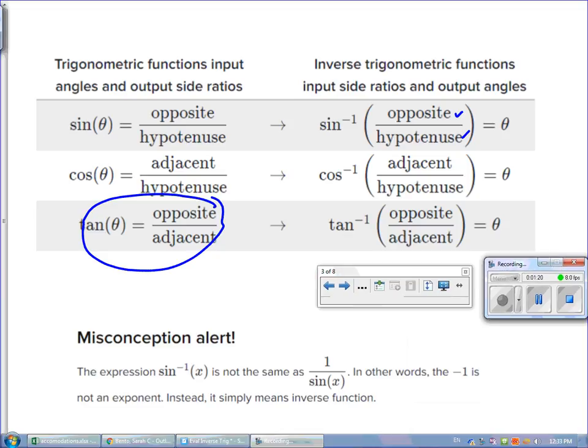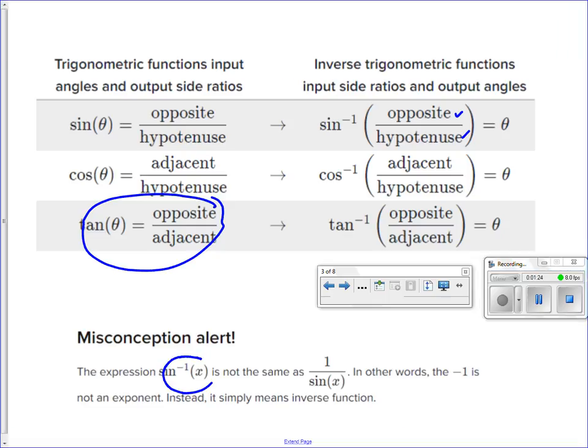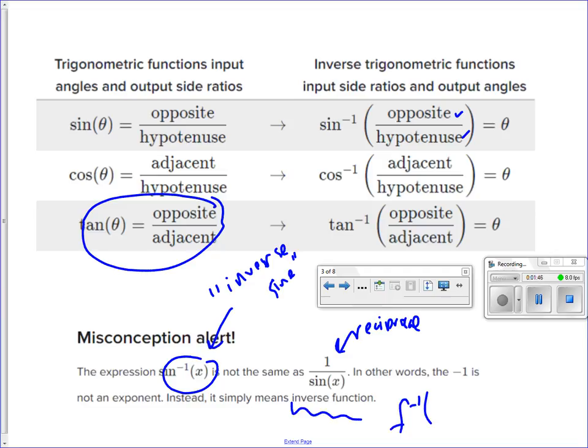Down here, it's important this text ends up in your notes. This expression, which is read inverse sine, does not mean 1 over sine. 1 over sine is the reciprocal, not the inverse. The -1 is not an exponent, it's an inverse symbol. Remember, for inverse functions, like f inverse of x.